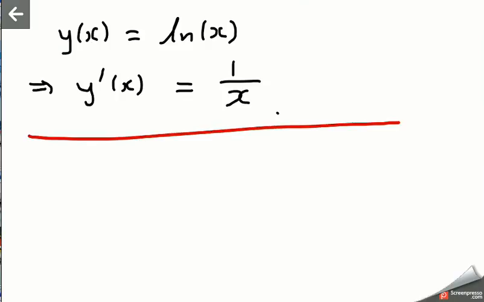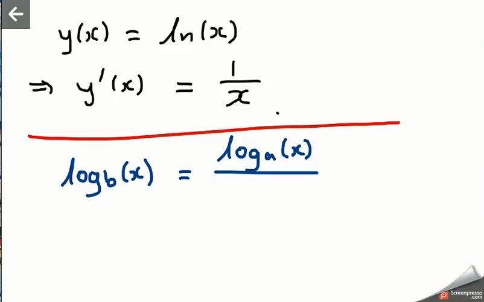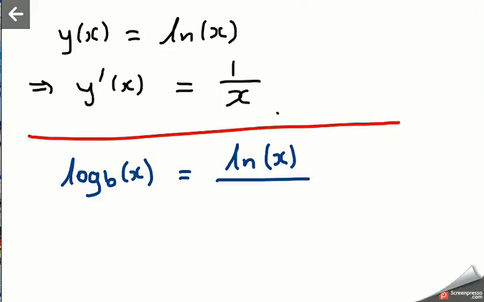Because, as we found in the last video, log to the base b of x is equal to log to the base a of x divided by log to the base a of b. That a can be any number we like, so I can take the number e. So log to the base b of x is equal to natural log of x, in other words log to the base e of x, divided by natural log of b. And since b is a fixed number, so is natural log of b.